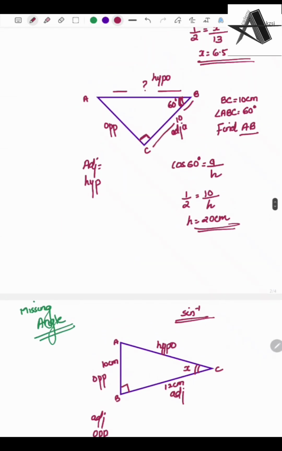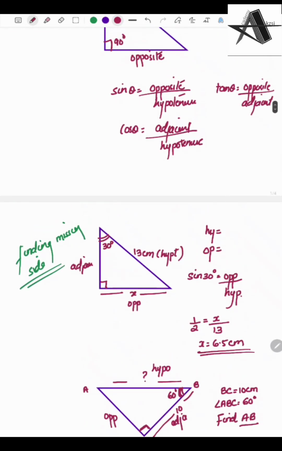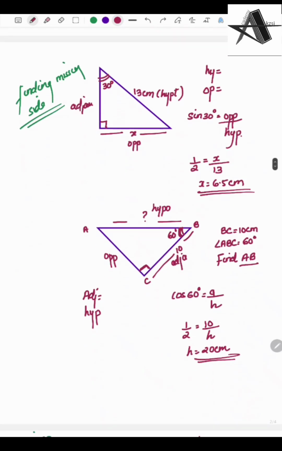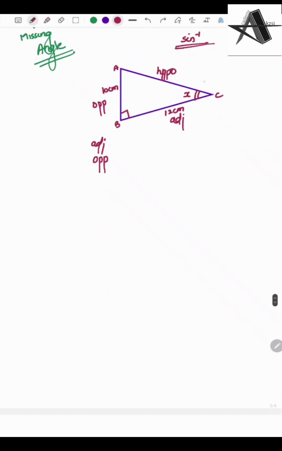So we have to see which trigonometric ratio connects opposite and adjacent. That is tan theta. So I have to apply tan theta. That means tan x, this x, is opposite over adjacent. What's the value of opposite given? It's 10 and adjacent is 12, which will give you tan x as 0.833 recurring. So let me say 0.83.